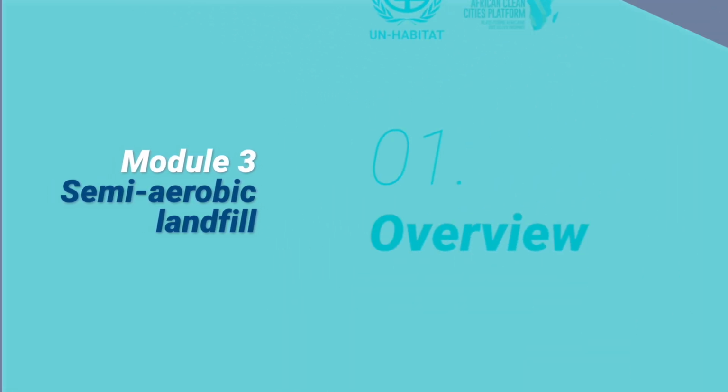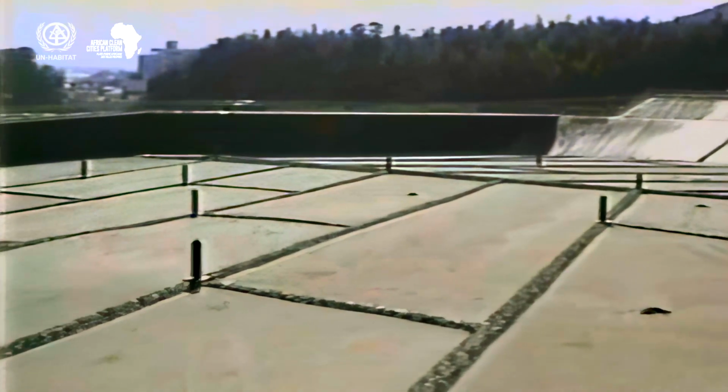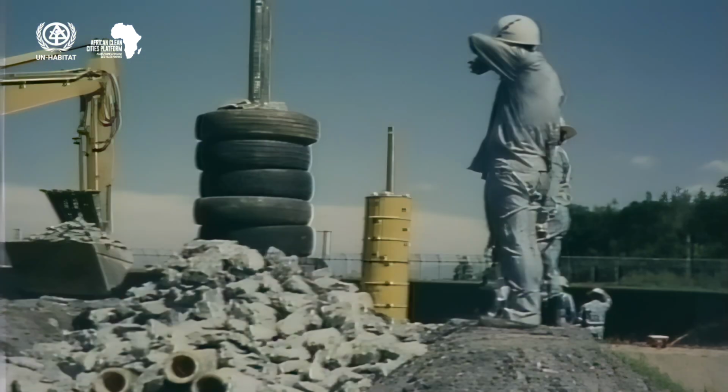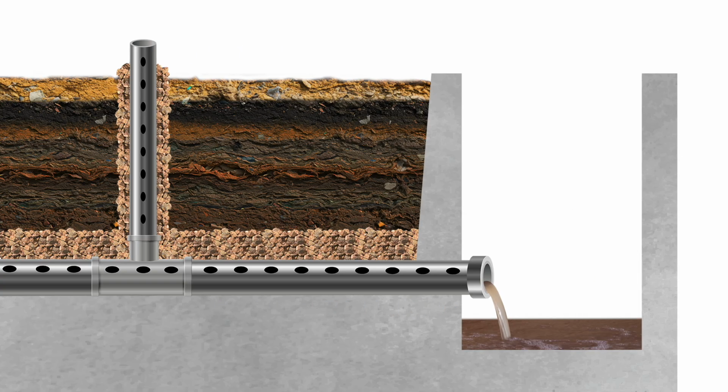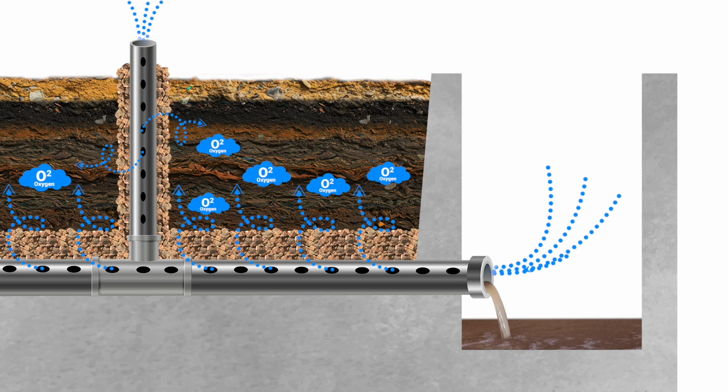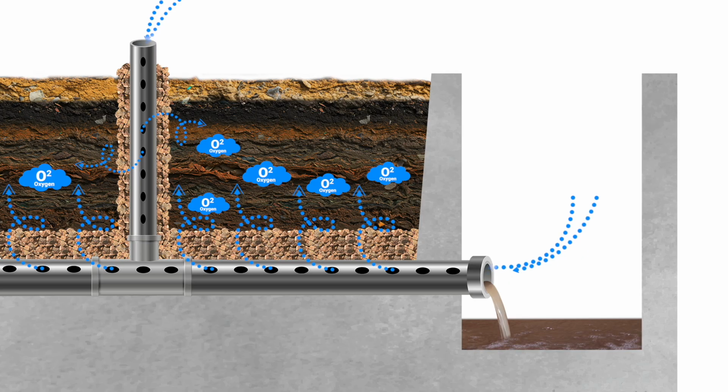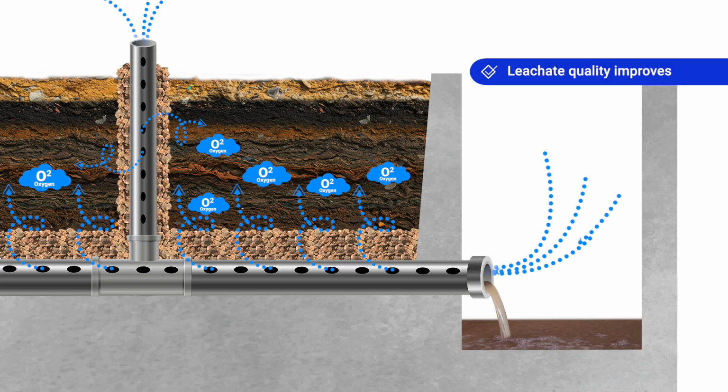The defining features of a semi-aerobic landfill are a network of horizontally arranged, perforated pipes laid out across the bottom of the site. Connected to these are a series of vertical gas wells. The horizontal pipes capture the leachate, draining it safely to a collection pond, whilst at the same time drawing air into the landfill. This inflow of air stimulates aerobic biological activity. The effect of this is that the quality of the leachate is improved.